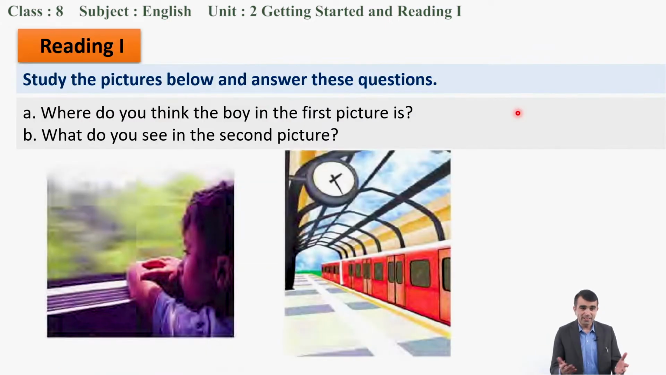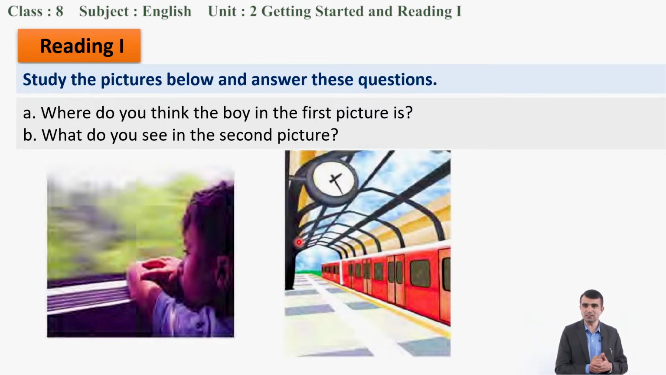Good. Now, let's come to Reading One. In Reading One, what is given in the beginning? Study the pictures below and answer these questions. There are two pictures given. These pictures are in your passage. Yes, of course. Now there are two questions.